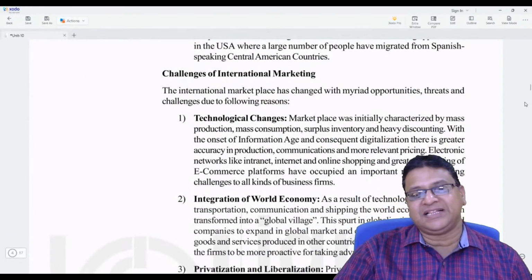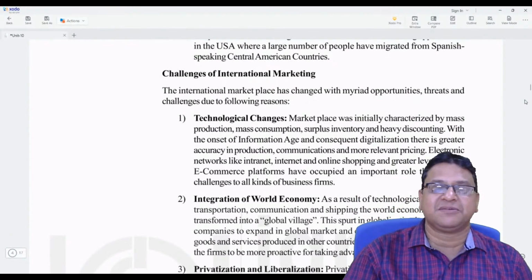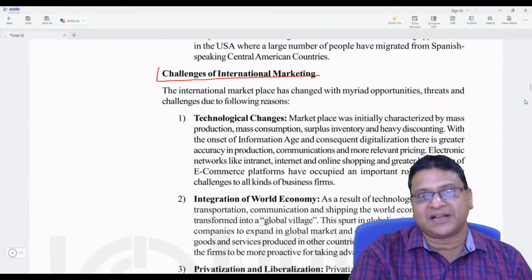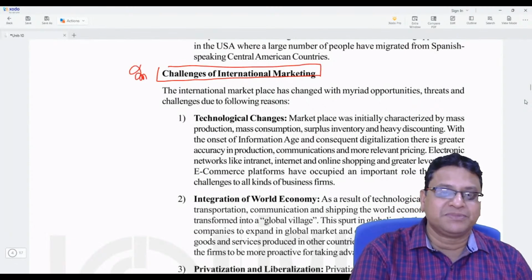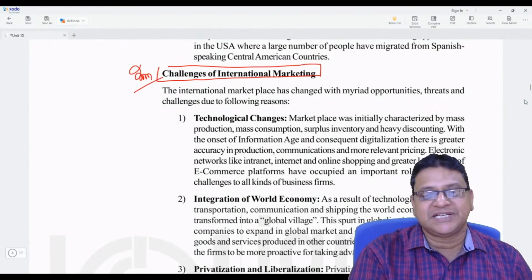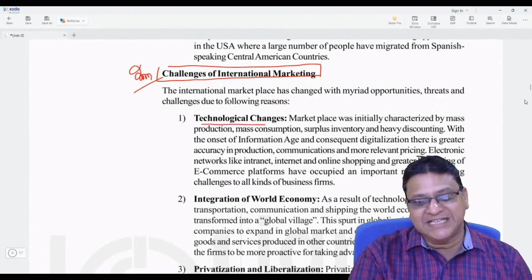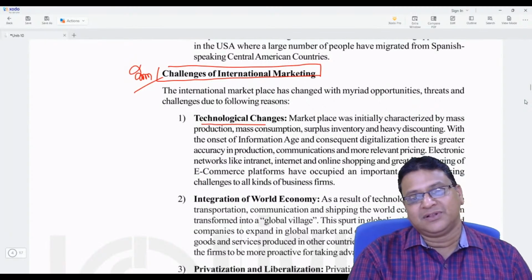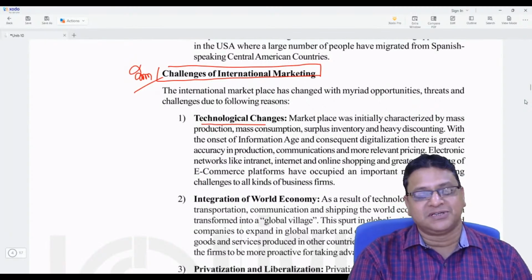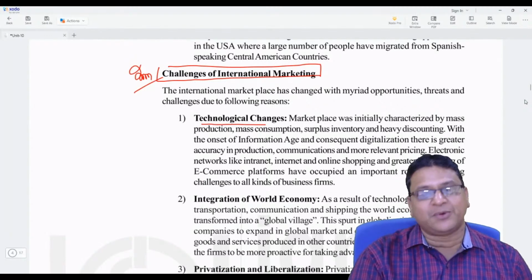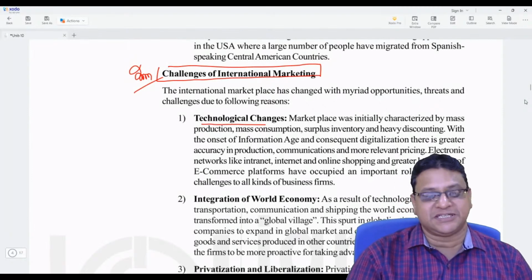Next, we will discuss what are the challenges of international marketing. What are the main challenges of international marketing? Why does international marketing pose some threats? First point is technological changes. As technology is changing very fast, the obsolescence of product is quick. People have to adopt new technology to sustain in the business.